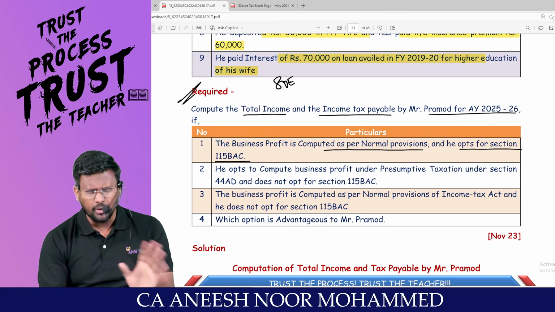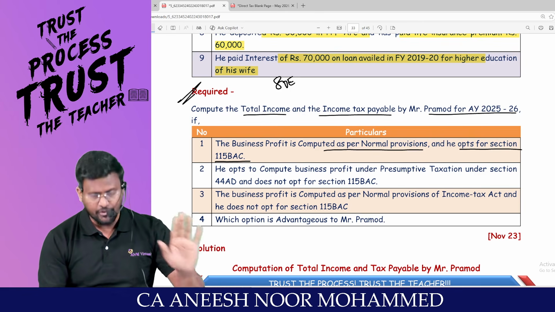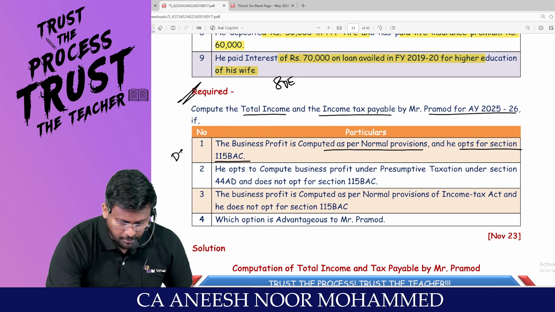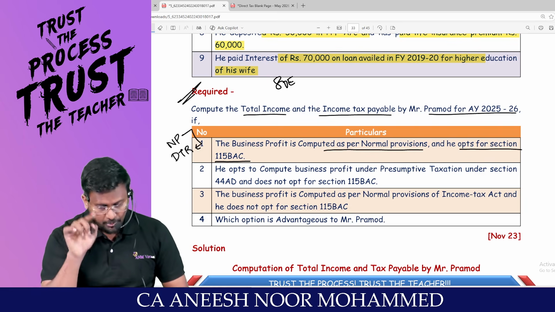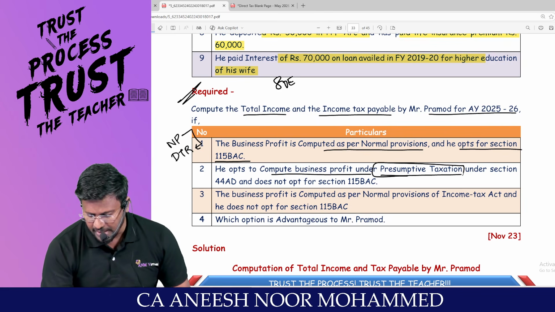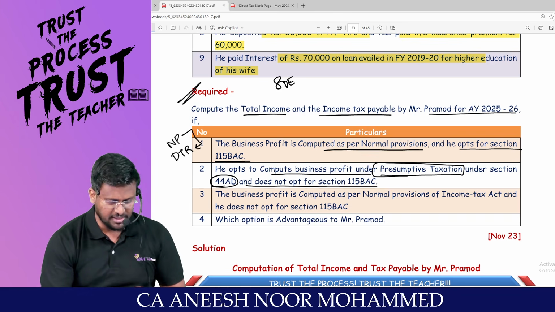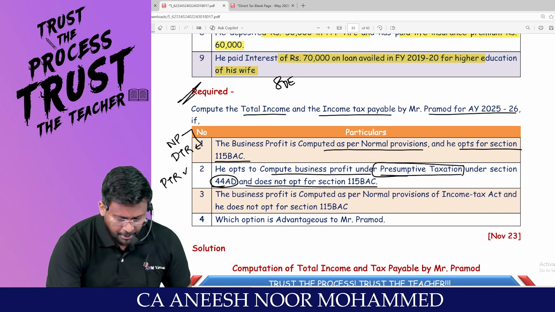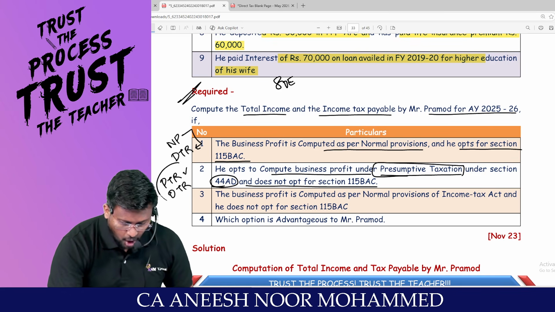Means he's not going to travel through the presumptive taxation and all. He's going to travel through the normal provision, that too under which tax regime? Default. So normal provision, default tax regime. Option number 2. He opts to compute business profit under the presumptive taxation under 44AD and does not opt for 115BAC. That means he's going to travel through the presumptive taxation route under 44AD and he is going to travel through the optional tax regime.